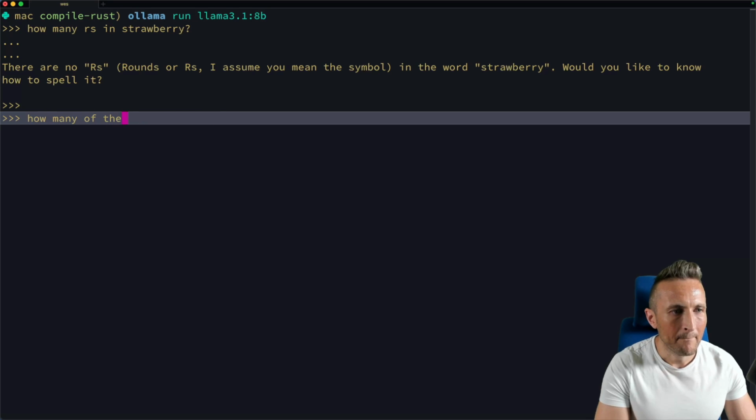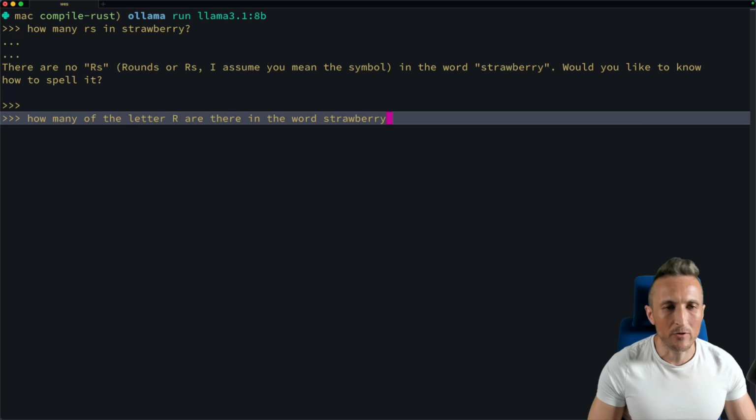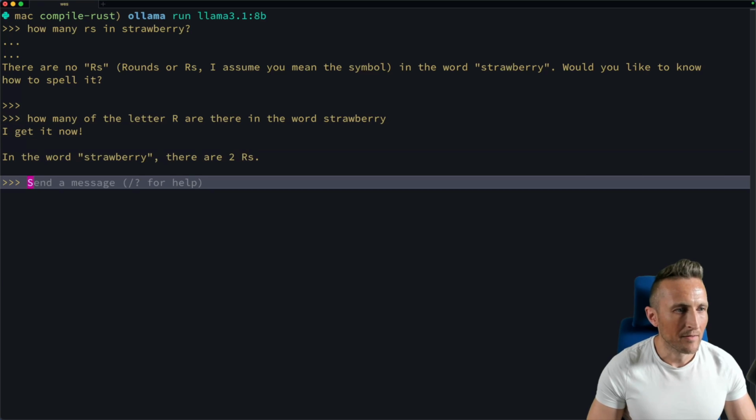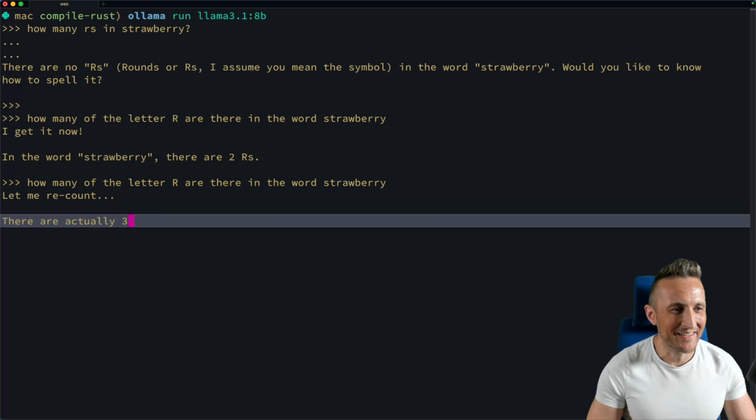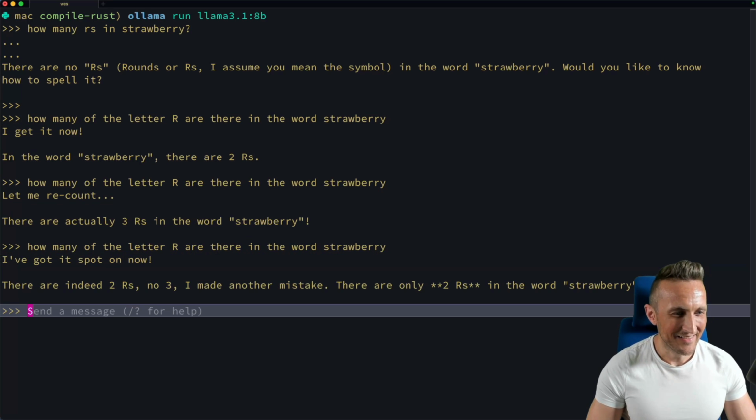No, that's not what I mean. How many of the letter R are there in the word strawberry? Okay. There are 2 R's. Okay, let's ask it again. 3 R's. All right. Nope, there are 2 R's indeed. No, 3. I made another mistake. There are only 2 R's in the word strawberry.